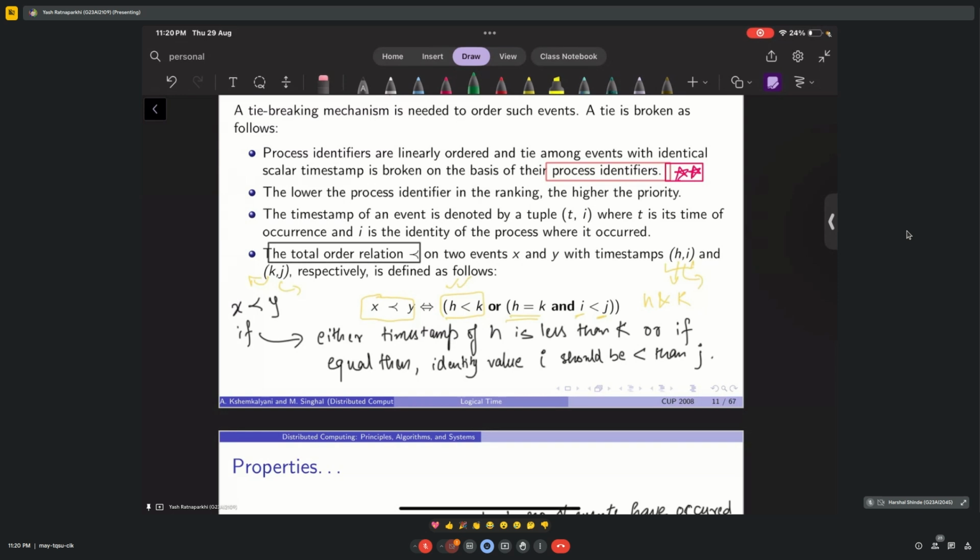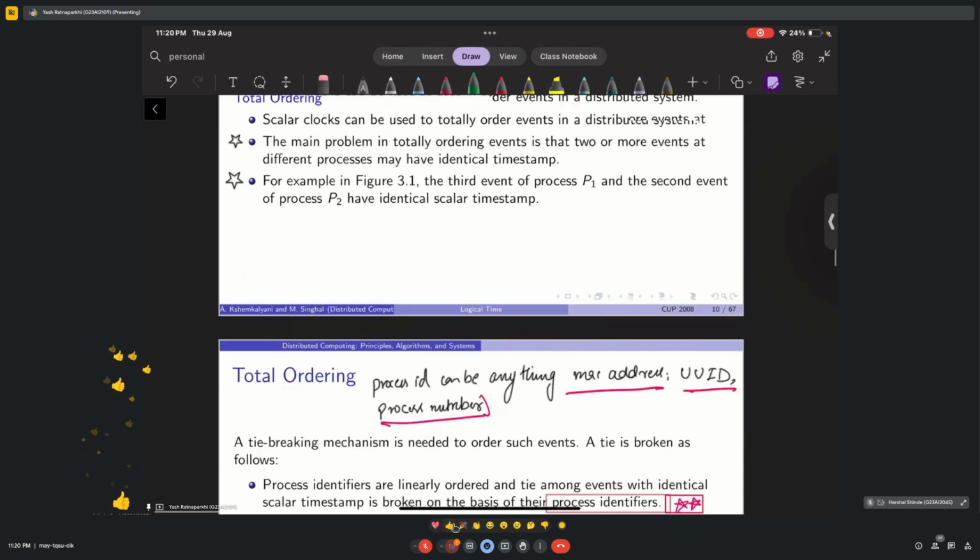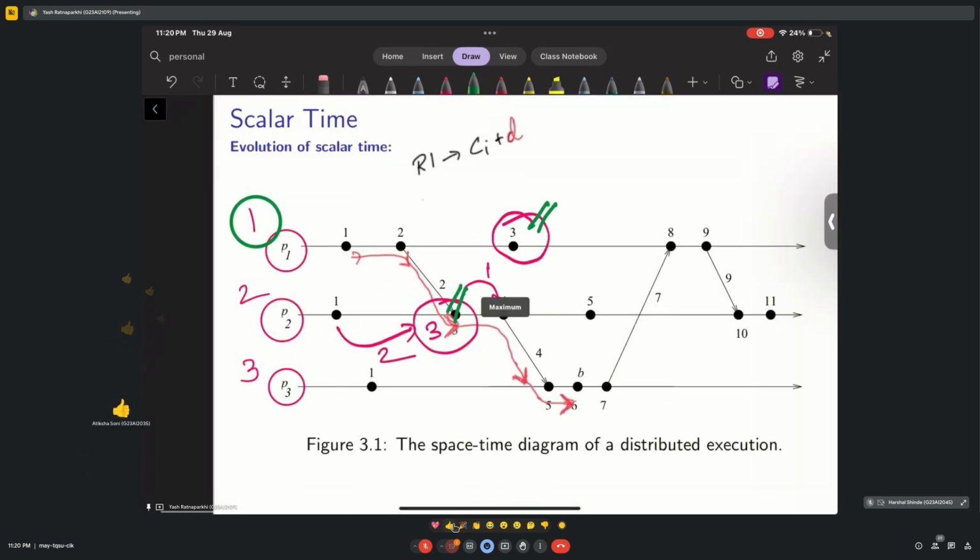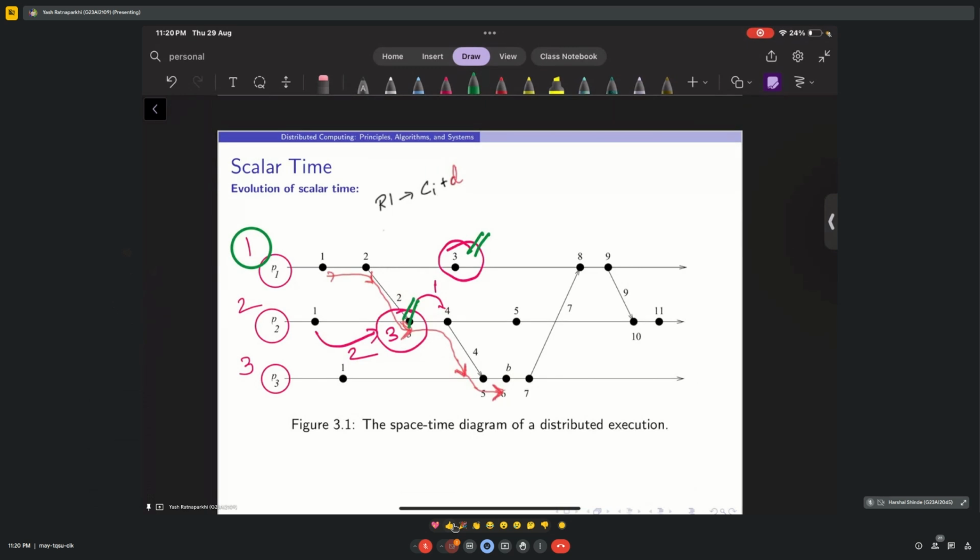Did you understand this point? Did you understand this tiebreaker scenario? Perfect. Explain it also. Yes, yes. Okay, look again. This issue occurred. What was the issue? That there were two processes happening at the same time. Now, to whom to give the priority? It was just a matter of priority.